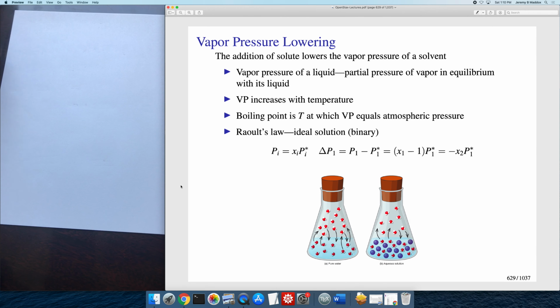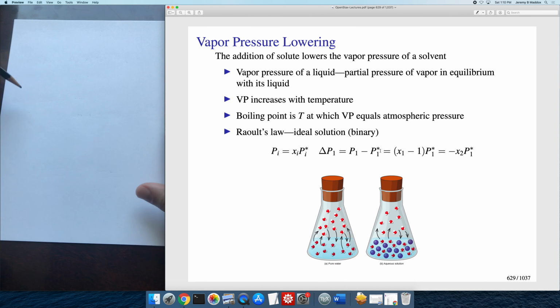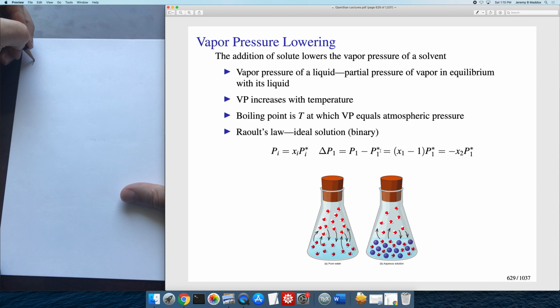Then if you go to calculate what is the difference between the vapor pressure in solution minus the vapor pressure of the pure component. So let's suppose that component 1 is our solvent. So this is the vapor pressure of the water in the solution minus the pure water's vapor pressure. You can substitute in, I'll do the math explicitly here.